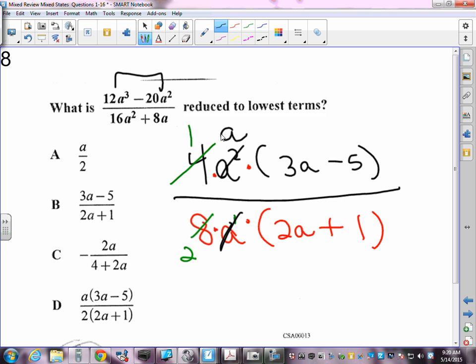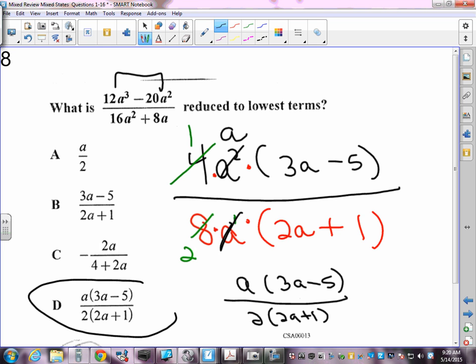So we're going to have 1 times a times 3a minus 5. And on the bottom, we're going to have 2a plus 1. And there's our answer, D. So if we're asked to reduce to lowest terms on the EOC, all we do is factor the numerator, factor the denominator, and then do our canceling.